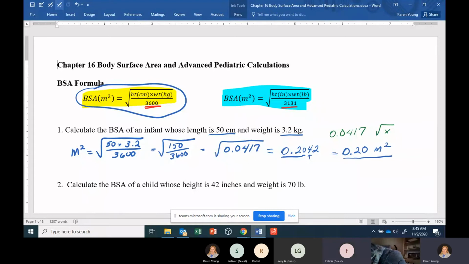Did you get a lot of numbers after that? Yes. I just stopped at 4 decimal places. Okay. I actually got 0.2042057786. So finding the BSA is really just plugging it in and seeing where it all is.